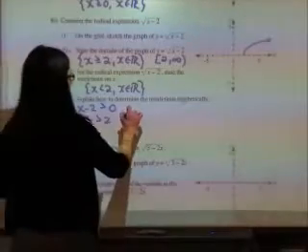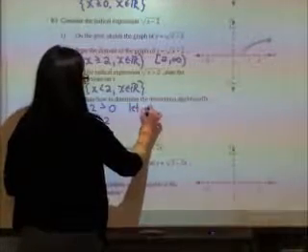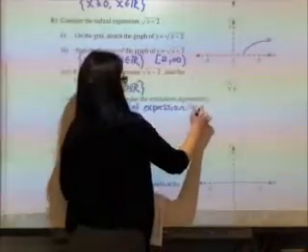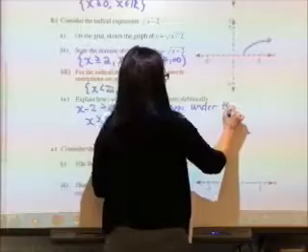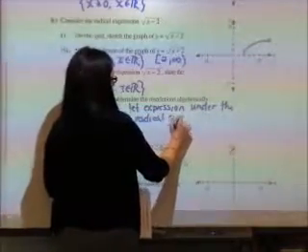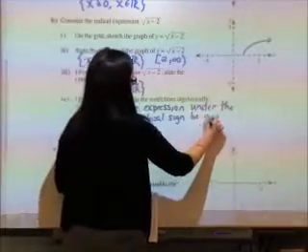So how to determine the restrictions algebraically? Let the expression under the radical sign be greater than or equal to 0 and solve.